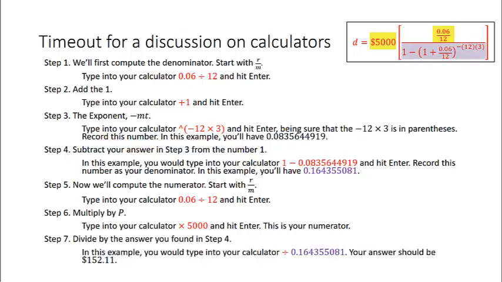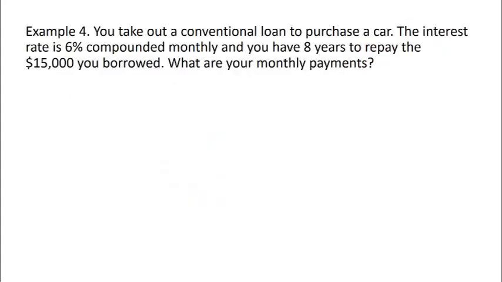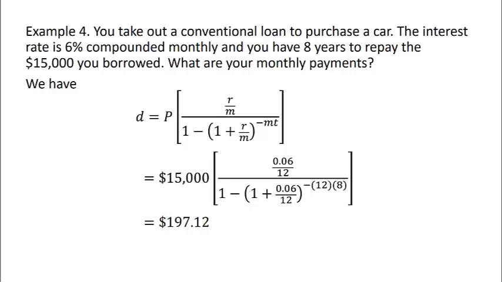So in this example, you would type into your calculator divided by 0.164355081. Your answer should be $152.11. Here's an example you can try on your own. You're encouraged to pause the video if you like. See if you get the same answer that I did.